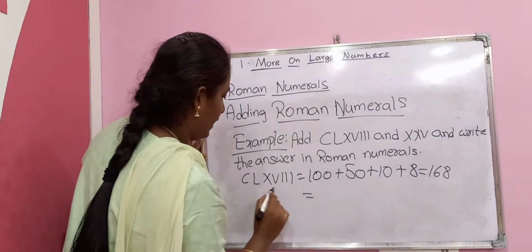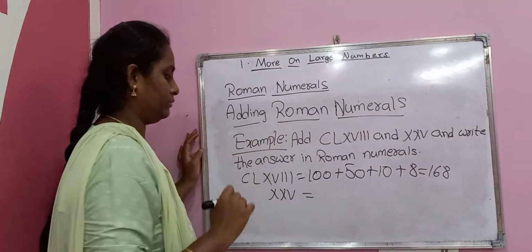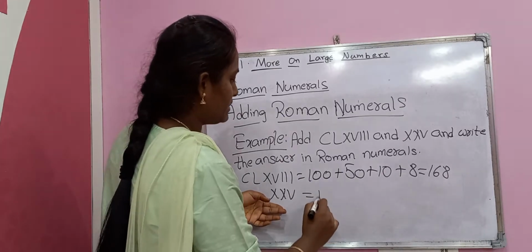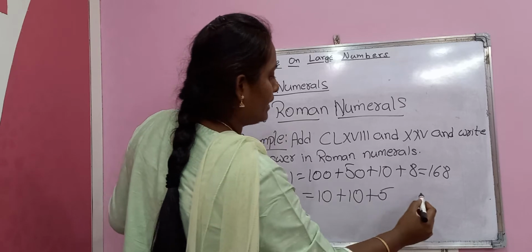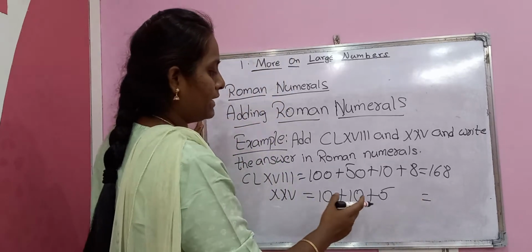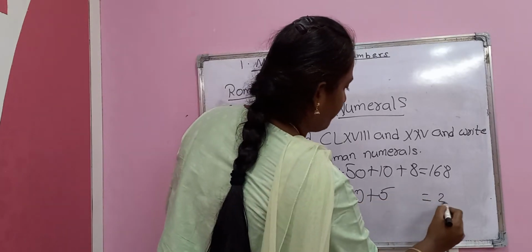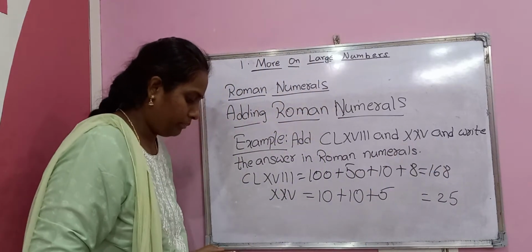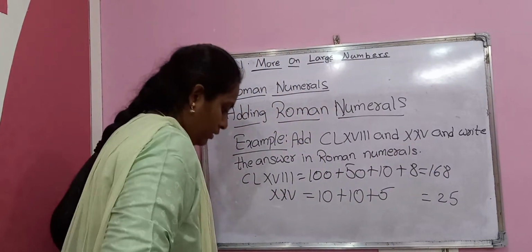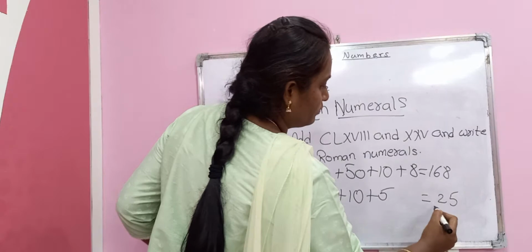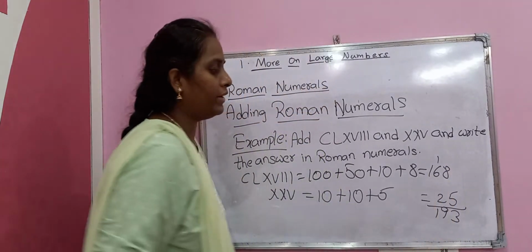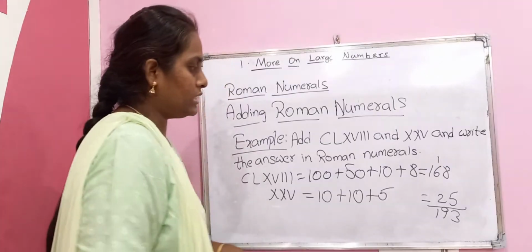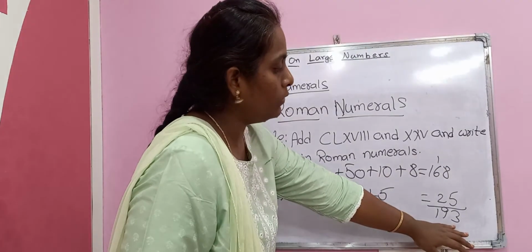Now take this one, XXV. X means 10 plus 10 plus 5. What is the answer? 10 plus 10 plus 5, 25. Okay. Now add these two. 193. Change this into Roman numeral.